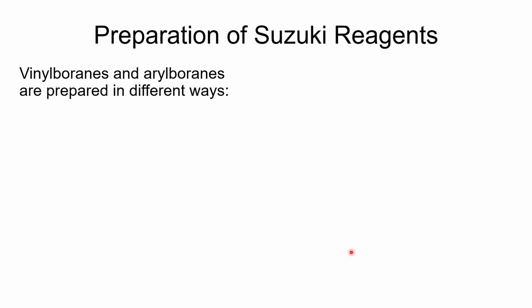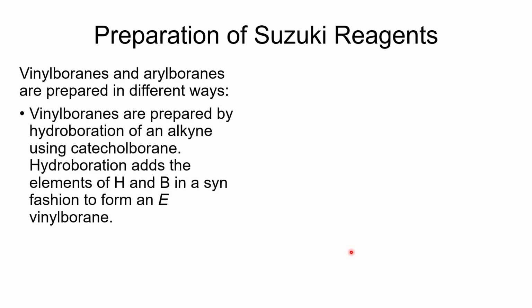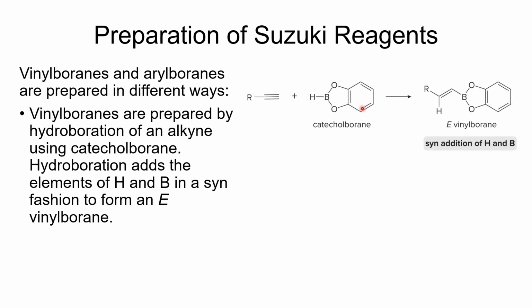All right, we want to look at preparing the Suzuki reagents because that is something worthwhile to know. If I just say here you have a Suzuki reagent, you need to know how we make these Suzuki reagents. We can prepare vinyl boranes and aryl boranes, but we have to prepare them in slightly different manners. The vinyl boranes are going to be prepared by doing hydroboration of an alkyne using something that's called catechol borane. So this is the catechol borane.